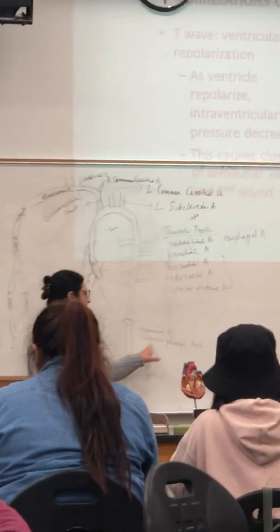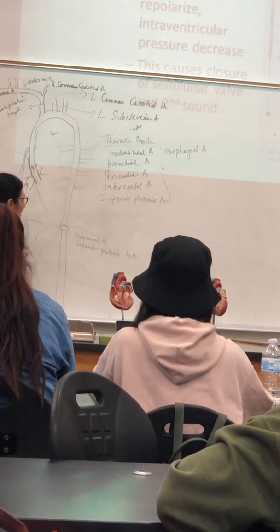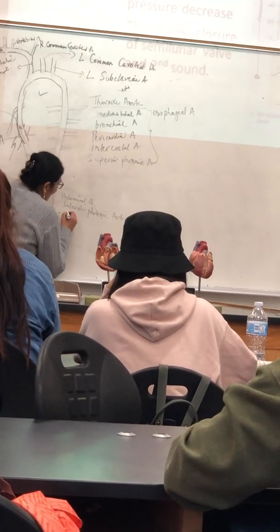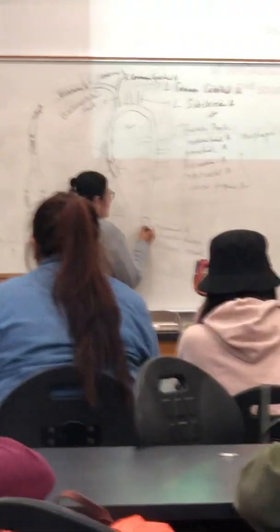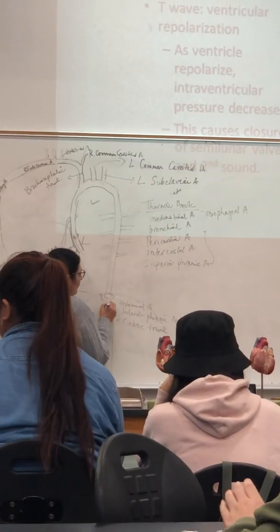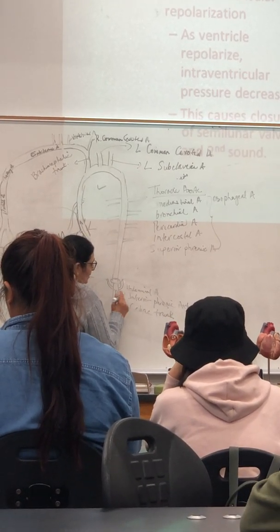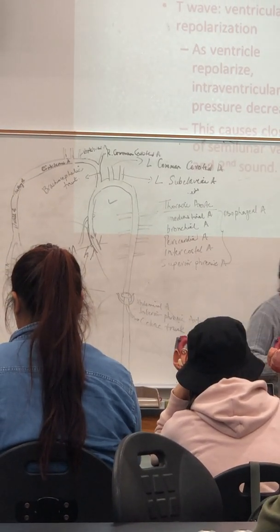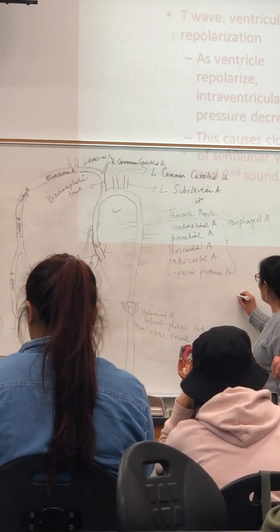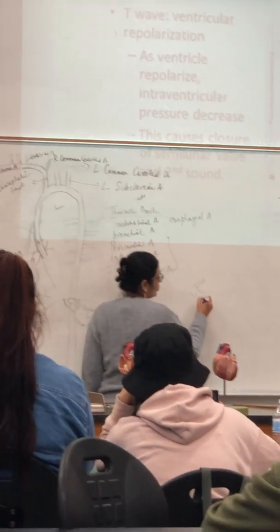So you have a pair of these inferior phrenic arteries which will supply blood to the inferior region of the diaphragm. Then you have the celiac trunk. So this is the celiac trunk. The celiac trunk will give out 3 branches. If you look at the celiac trunk, it goes like this and it divides into 3 branches.